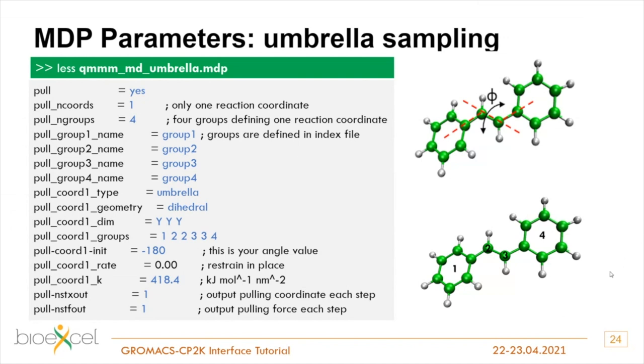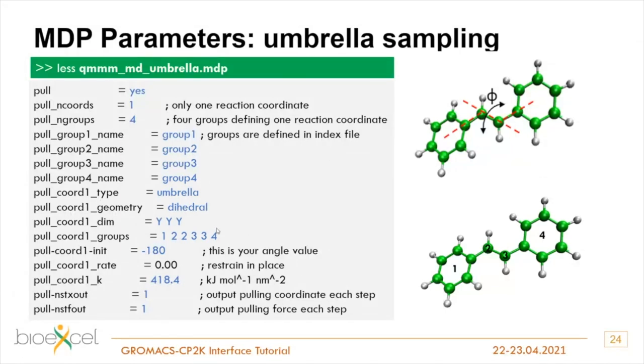The third question: in the MDP file, does dimension YYY correspond to the group connections for the dihedral? No, YYY here means that you are not restricting pulling in any Cartesian dimension. So, for example, in GROMACS you can pull an atom only in the X dimension, not in Y and Z. That means that if your pulling force is in Cartesian space, it will just project out the components in Y and Z and only pull in the X direction. And here we want, of course, to pull in all three dimensions. So the forces which you apply to pull will not be restricted to one dimension; they will act in all three dimensions, fully freely.